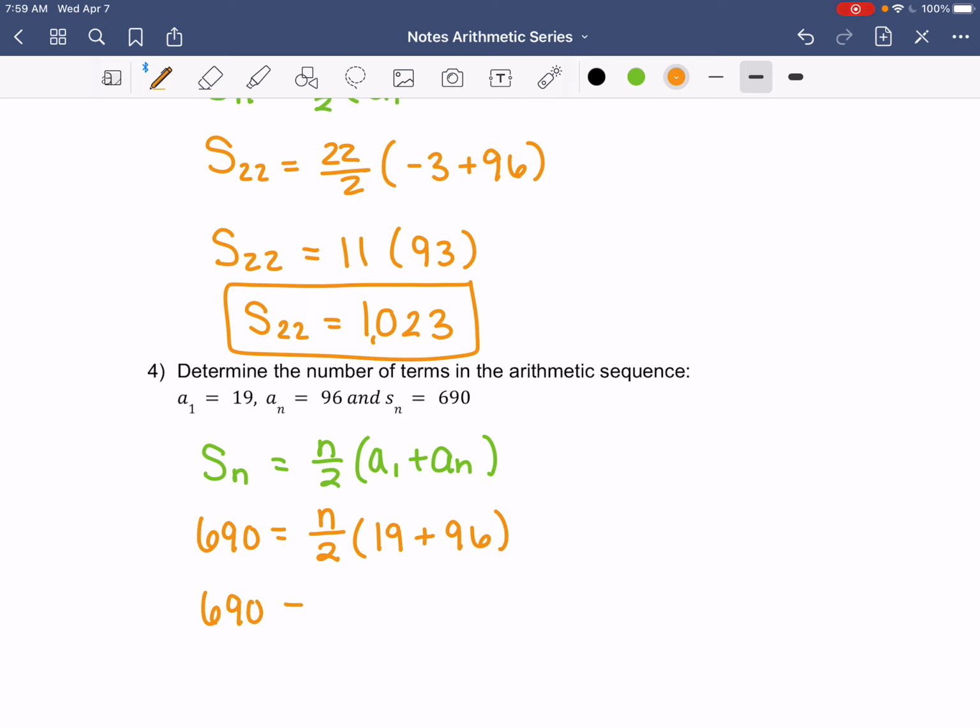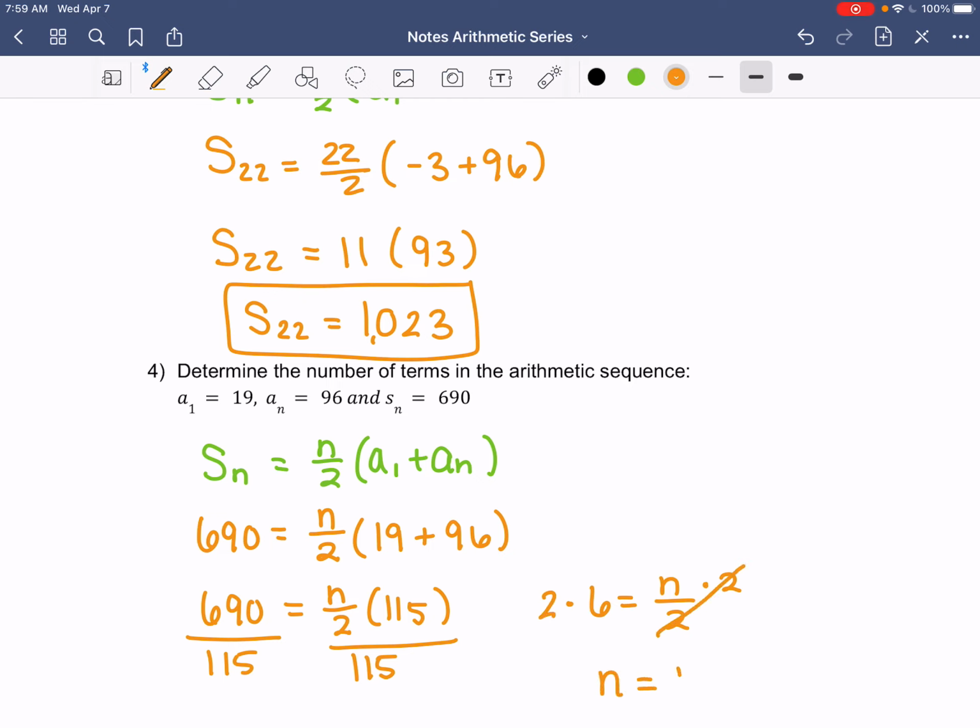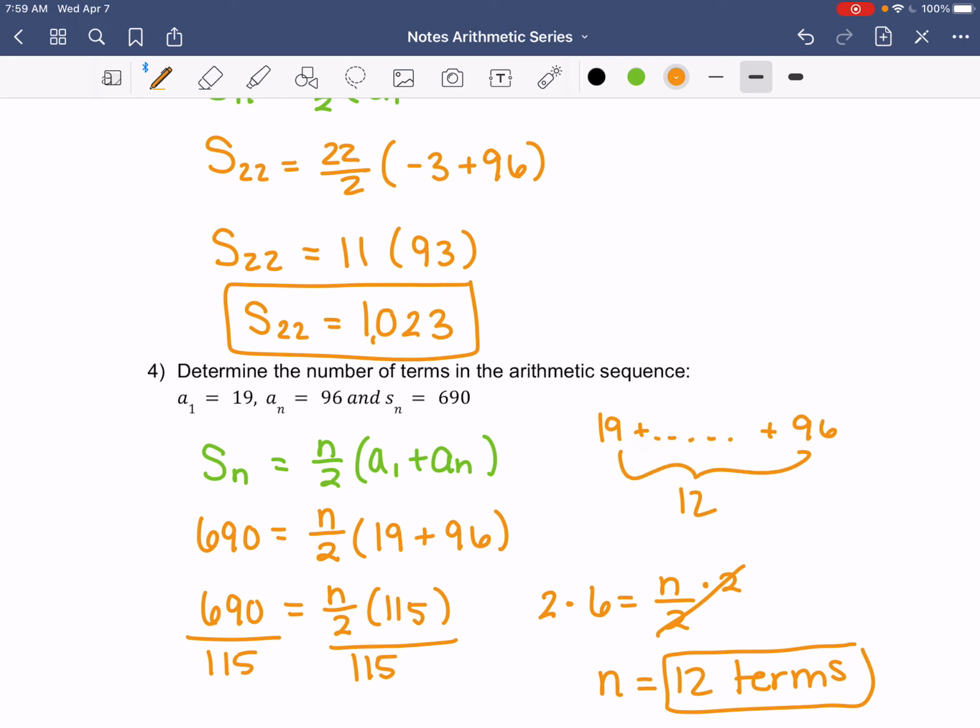So we get 690 equals n divided by 2 times 19 plus 96 is 115. I'm going to go ahead and divide both sides by 115. It's going to give me a decimal, huh? 690 divided by 115. Oops, no, it goes in evenly. I get 6 equals n divided by 2, and then multiply both sides by 2 to get n. So n is equal to 12. That's the number of terms that are in the sequence. So the first term was 19, and then there was all those, and 96 was the last one, but there was 12 of them total.